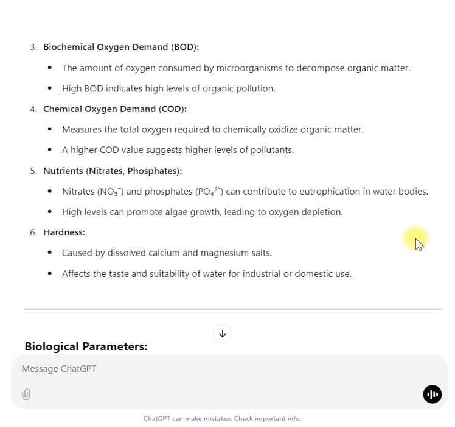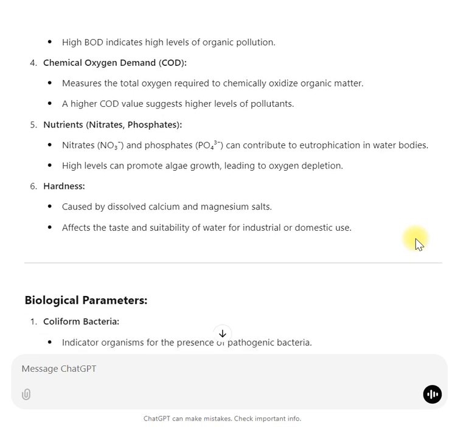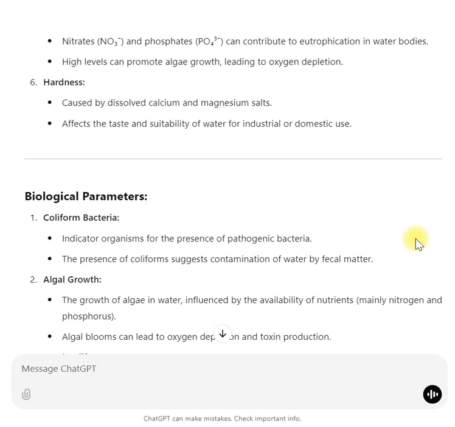5. Nutrients, nitrates, NO3, and phosphates, PO4, can contribute to eutrophication in water bodies. High levels can promote algae growth, leading to oxygen depletion. 6. Hardness, caused by dissolved calcium and magnesium salts. Affects the taste and suitability of water for industrial or domestic use.